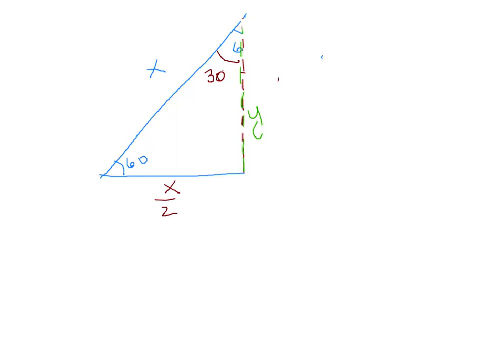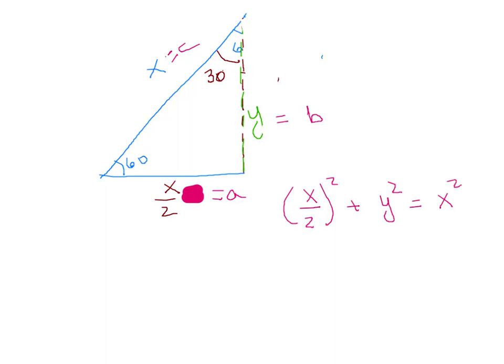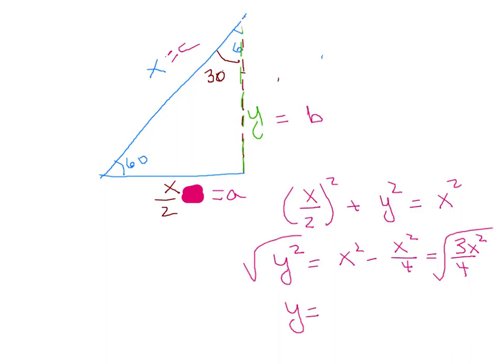Okay. So now I can say, using my Pythagorean theorem, if I say this is A, this is B, and this is C, then I know that x over 2 squared plus y squared is equal to x squared. Isn't that true? Okay. And now I just solve. So y squared is equal to x squared minus x squared over 4, which is equal to 3x squared over 4. I take the square root of both sides, and I get the square root of 3 times x over 2. So this is equal to the square root of 3 times x over 2, this is equal to x, and this is equal to x over 2.